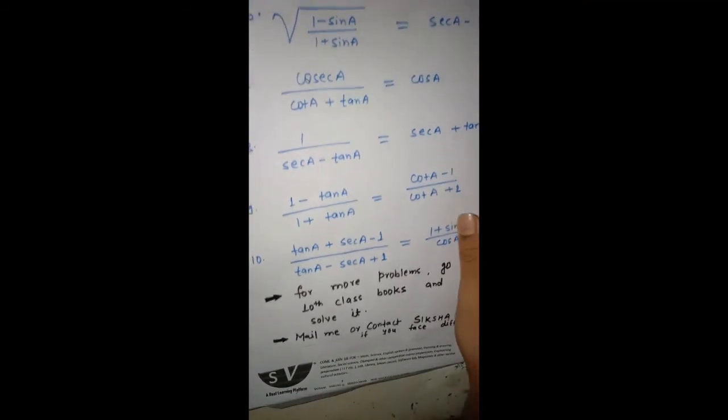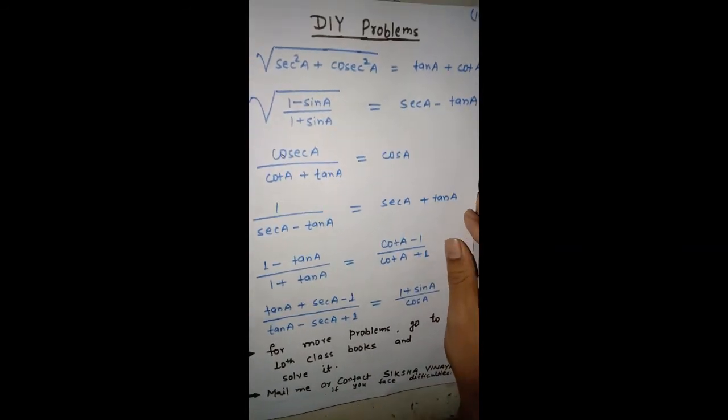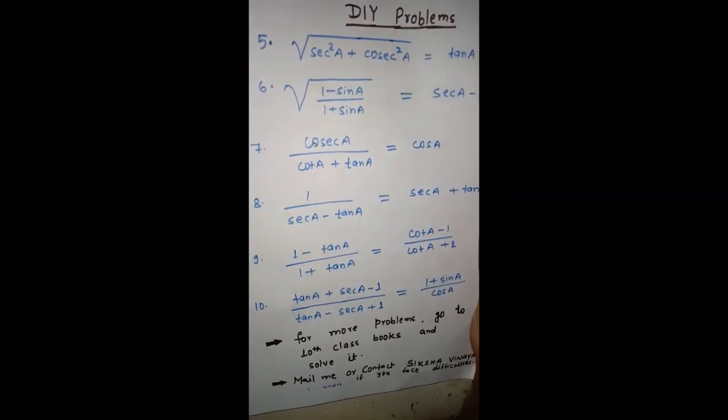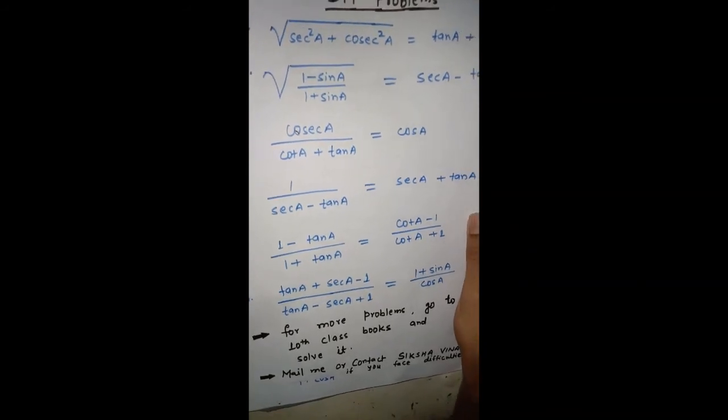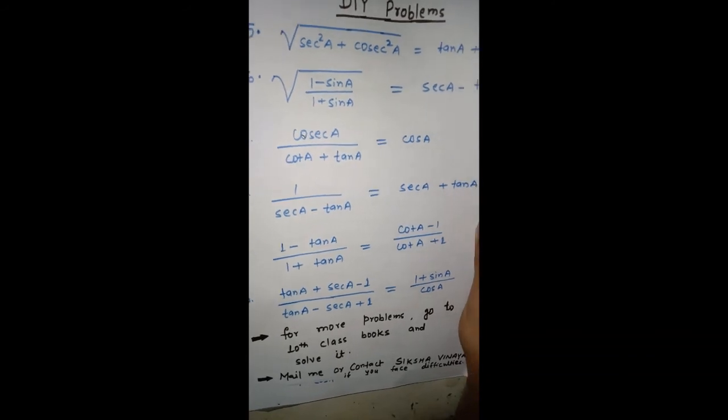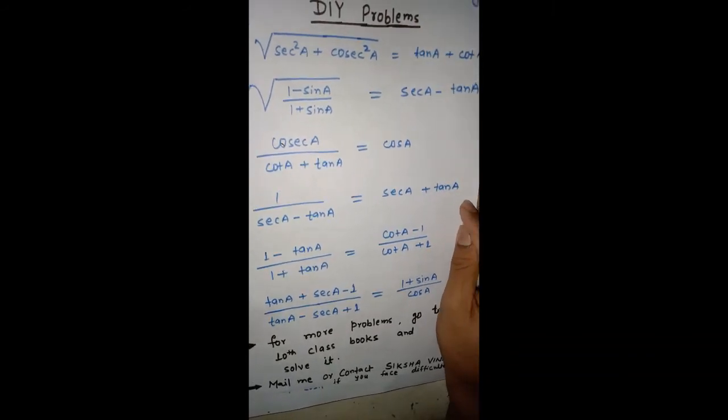Now here are also some problems. You can write them down. There are 10 problems here. You can write them down.